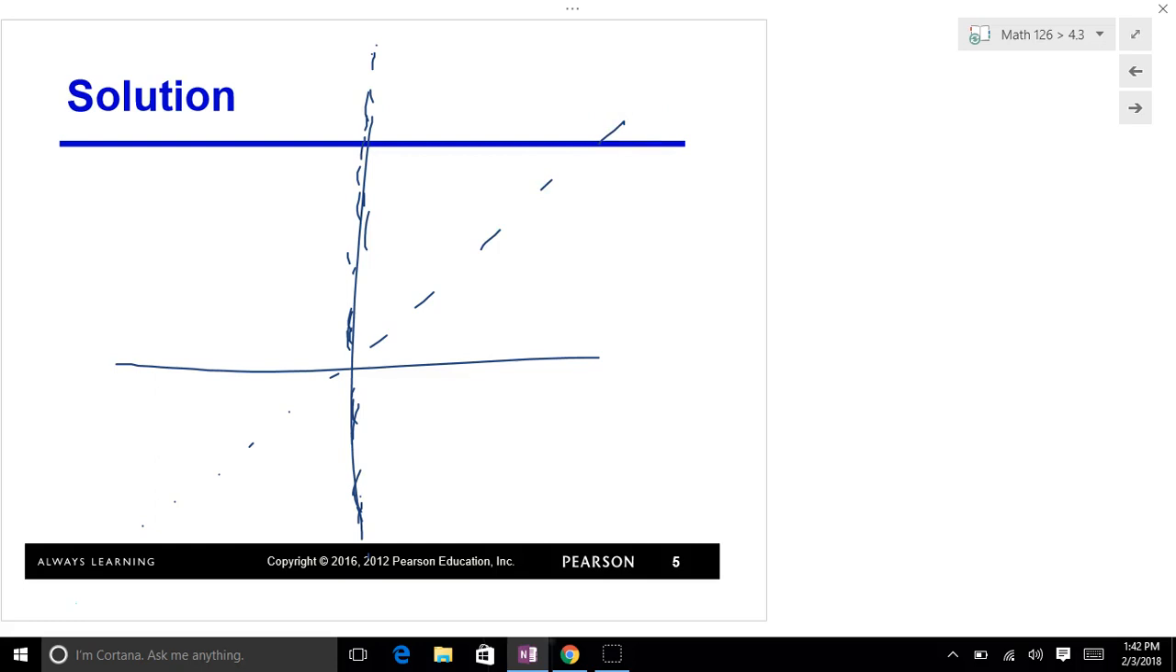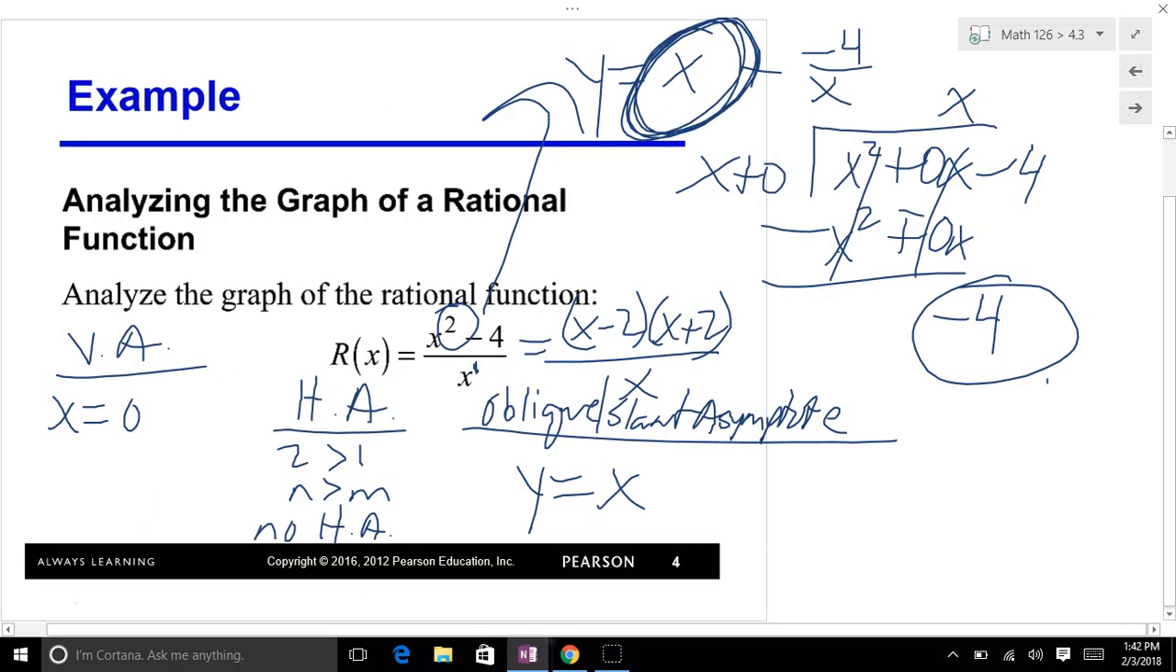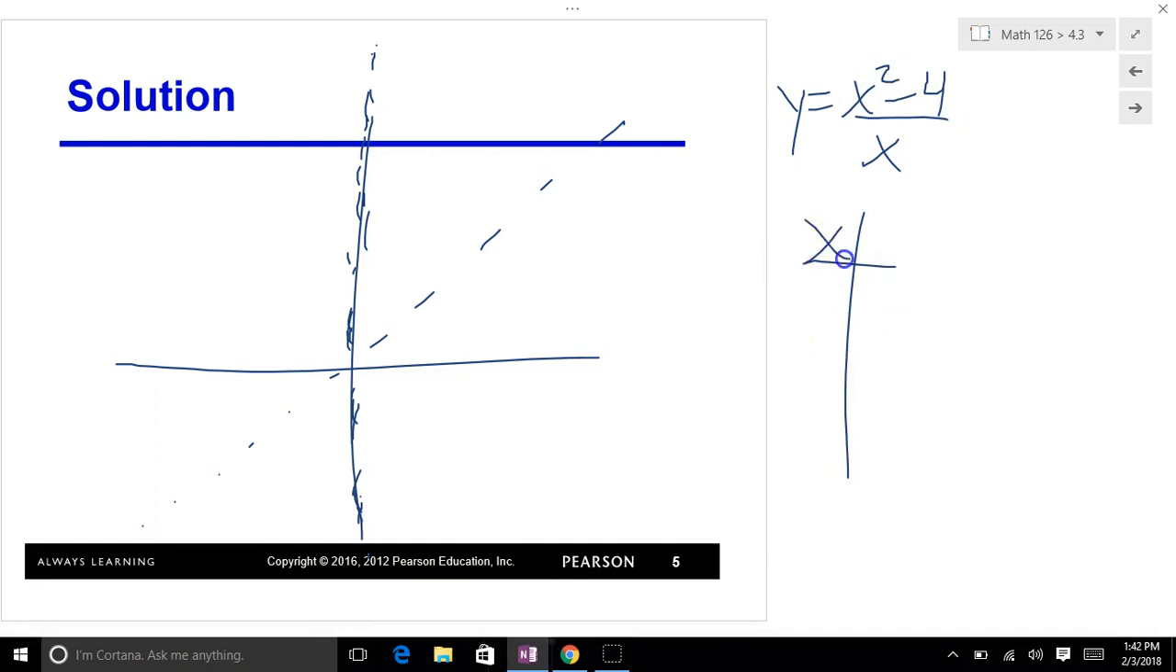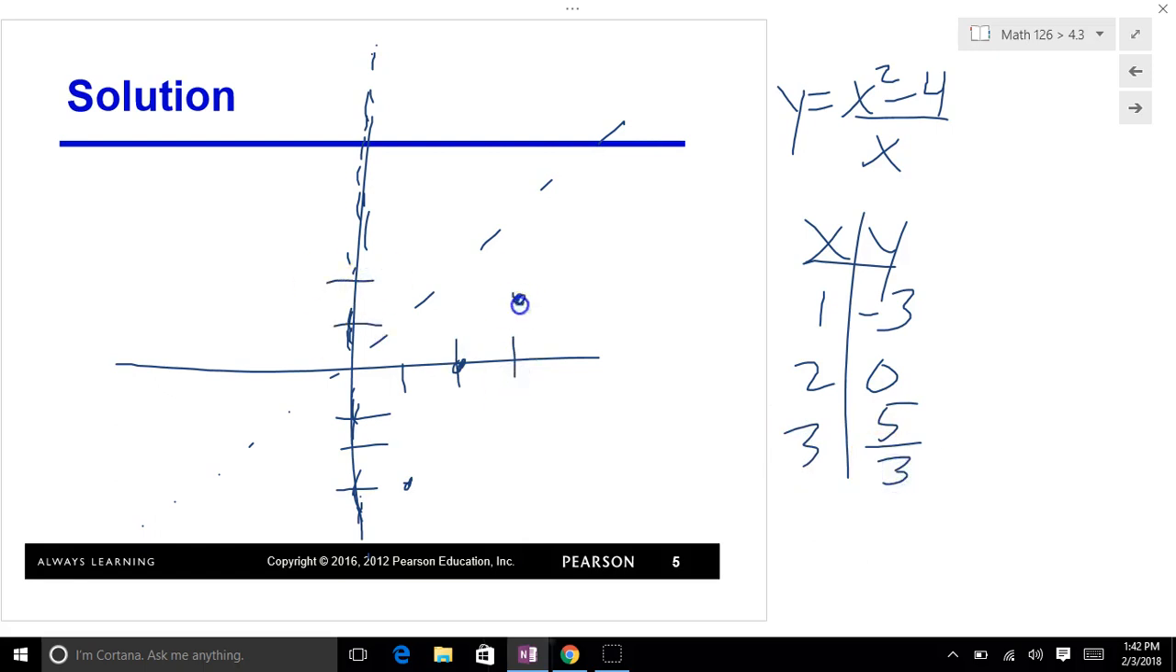And then from this point, we just want to plug in a bunch of points into the equation x squared minus 4 over x. So plug some points in. Maybe throw in 1. You got 1 squared minus 4, negative 3 over 1. 2, you got 0 over 2, which is 0. So 1, negative 3, 2, comma 0, 3, you got 5/3. So 3, we're up 1 2/3 of the way.